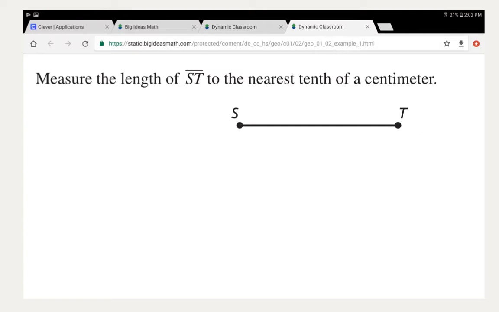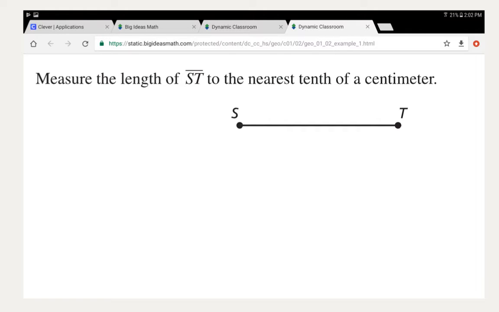All right, in this example, we're supposed to measure the length of ST. Notice that's segment ST, because there are no arrowheads up here at all, to the nearest tenth of a centimeter. Well, the problem with that, of course, is that we don't have a ruler in here. And so, I am going to make a couple comments about measuring things.